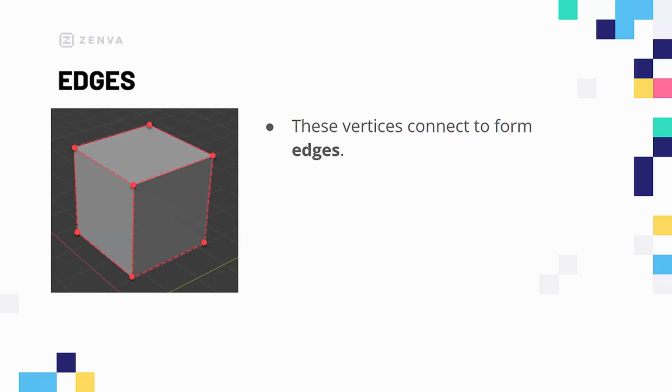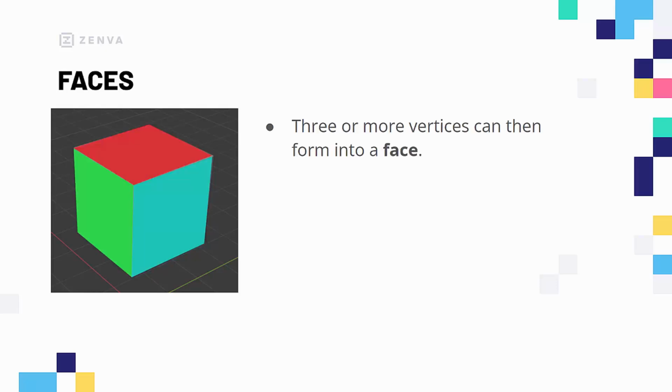Now, these vertices can connect to one another to form edges. So on a cube, all of those sharp 90-degree corners are going to be the edges where those vertices connect to one another. And then the third and final aspect is going to be faces, okay? If you have three or more vertices, those can then form a face. And a cube, as we can see here, has its different faces as well.